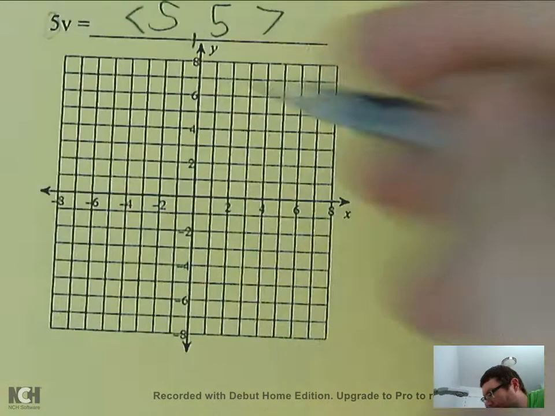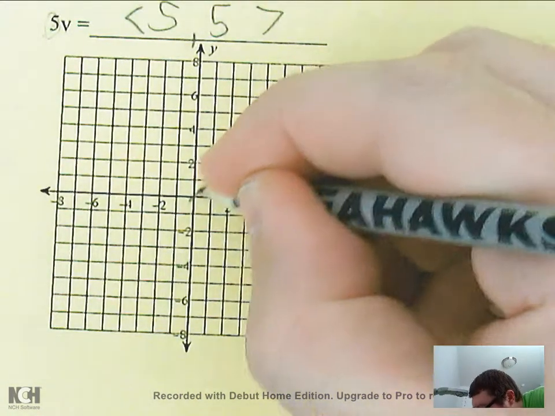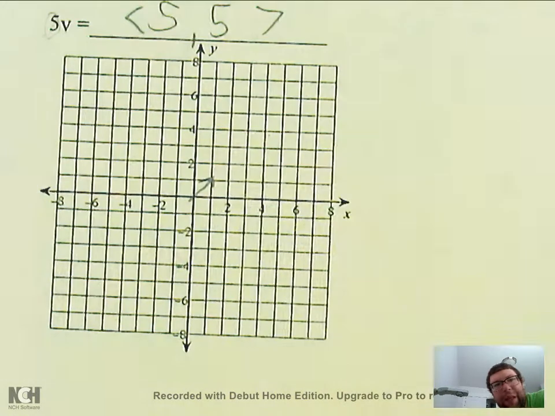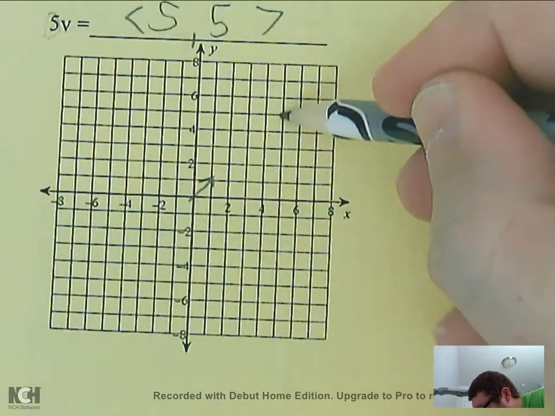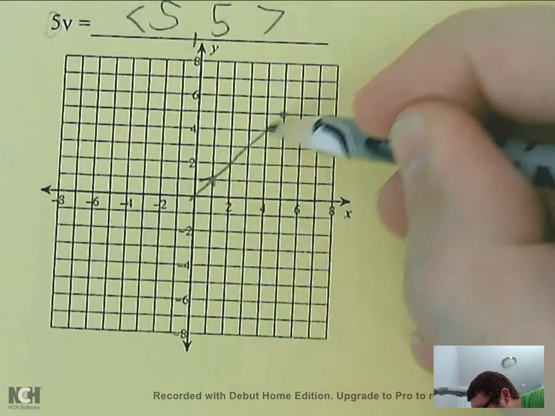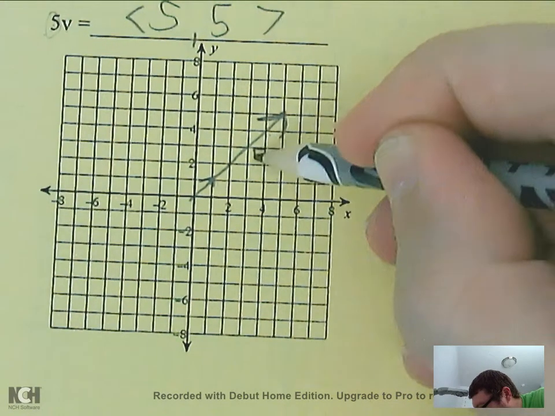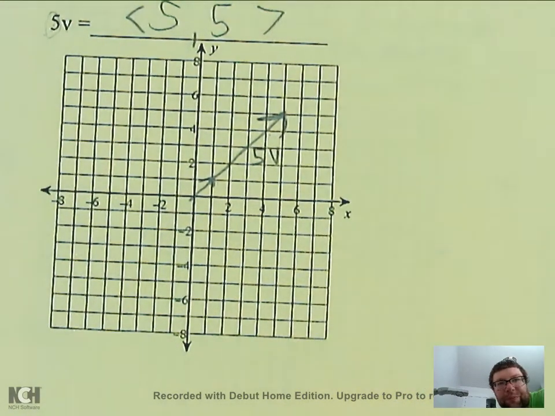So the original v would be that tiny little vector right there. 5v would be all the way up there, 5 times the length. There's 5v. Not too bad, right?